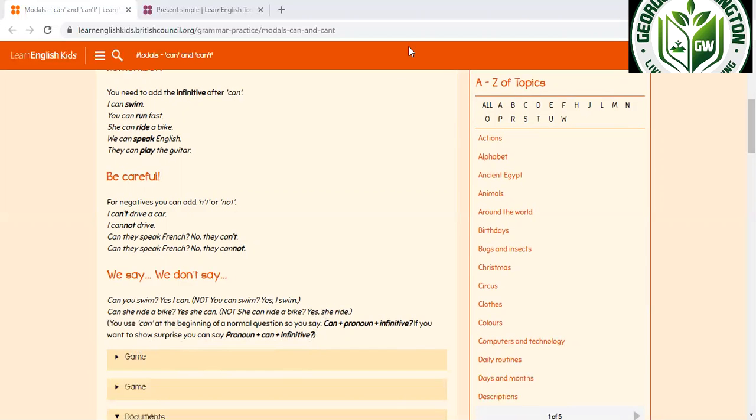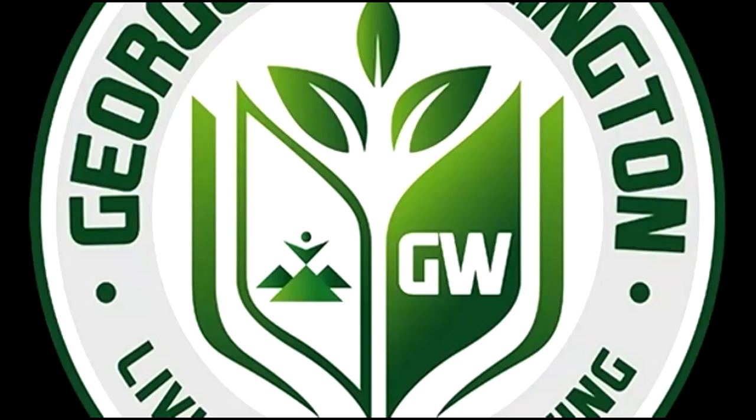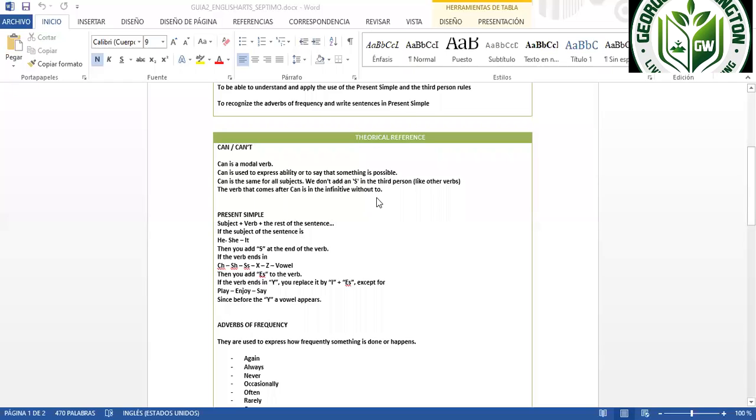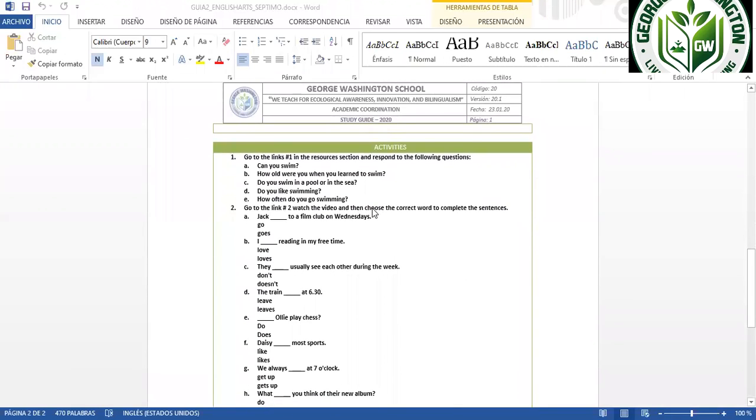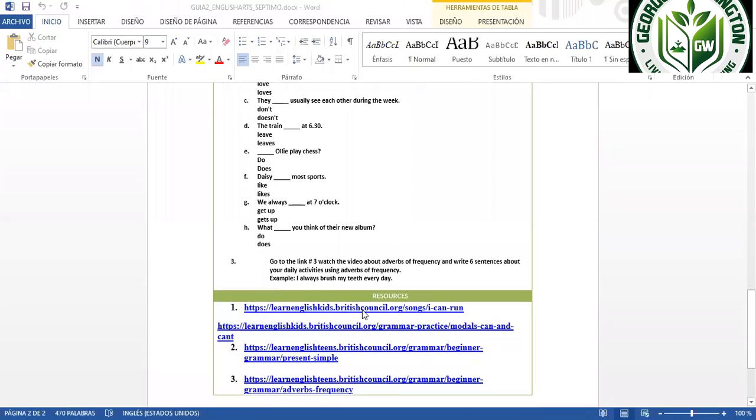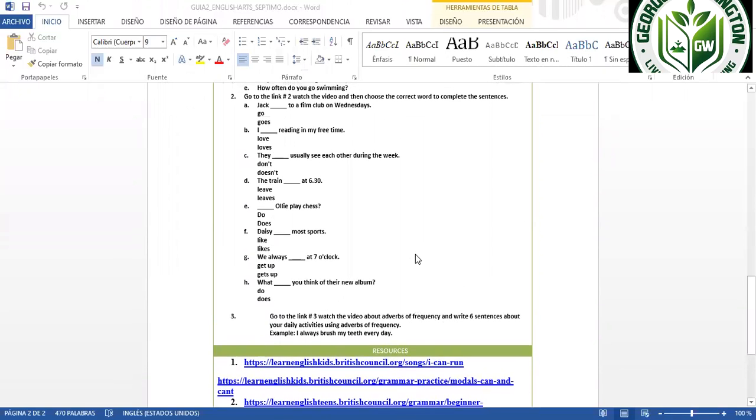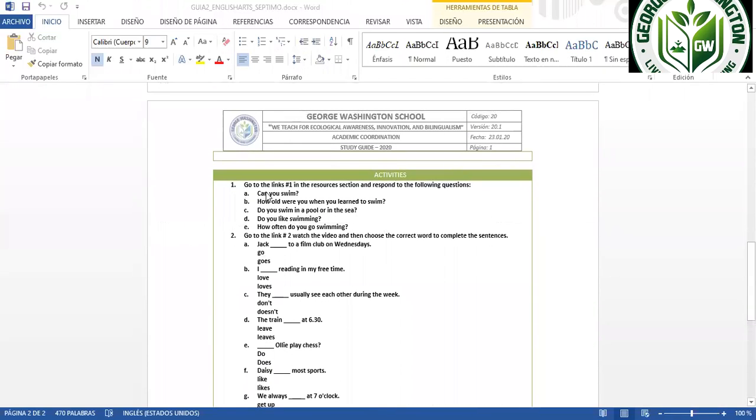All right, so let me go back to the workshop to see what else you need to do. Okay, so let's go to the activities. In activity number 1, you need to go to link number 1 in the resources section and respond to the following questions. We already checked the information in the British Council about can and can't. Now you need to answer these questions.